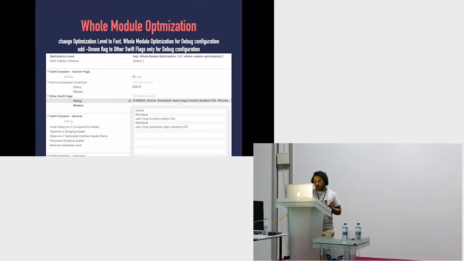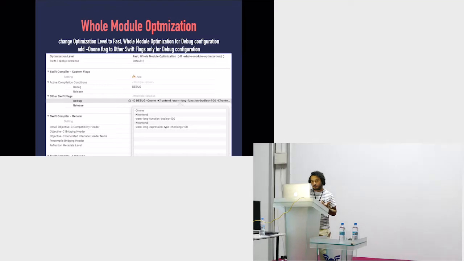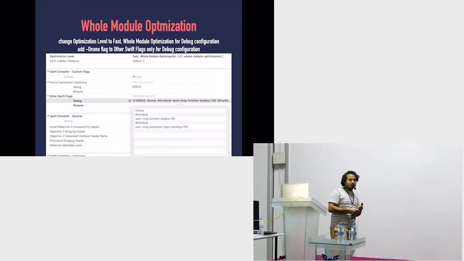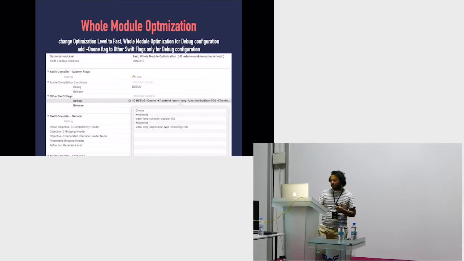So make sure that you enable the whole module optimization as level 2 fast, and also add -Onone flag to the other Swift flags in the debug configuration, because it's not really needed in the debug. The whole module optimization is only needed in the release, if you have a release, because it will be optimized, but in debug you don't really need it.